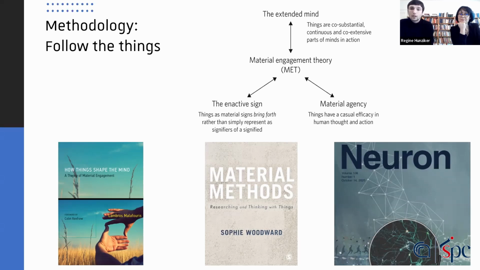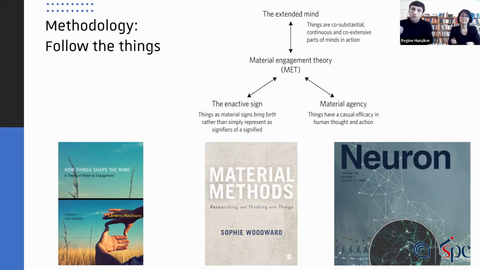He uses the method of extended mind, the idea that the figurines, for example, could be conceived as scaffolding for cognition, that the concepts of things are co-substantial, continuous, and co-extensive parts of the mind in action. And also based on this idea, we have the enactive sign concept, that figurines, for example, are creating a specific experience that triggers an enactive experience.